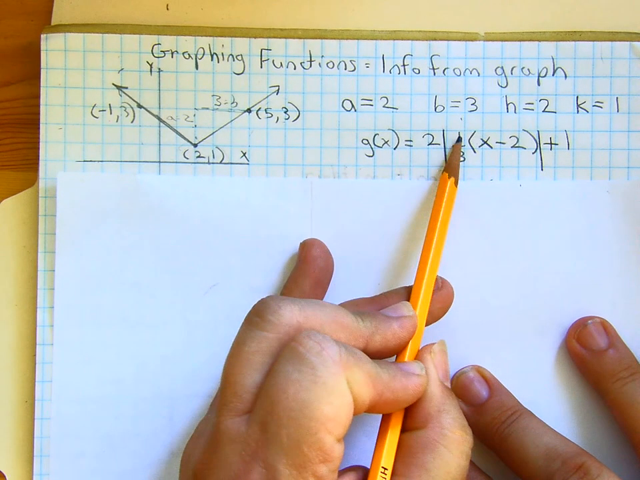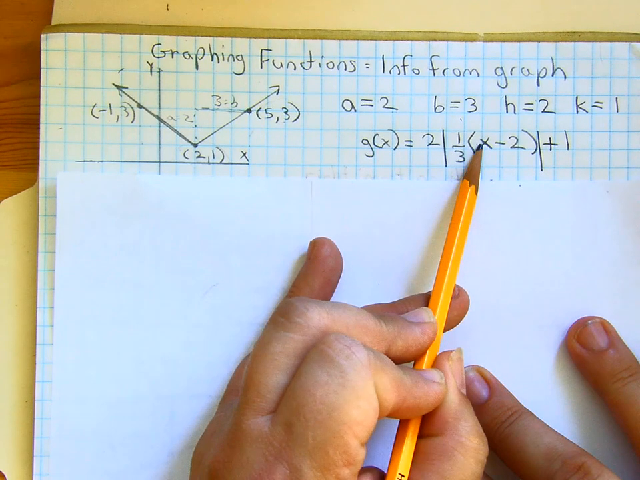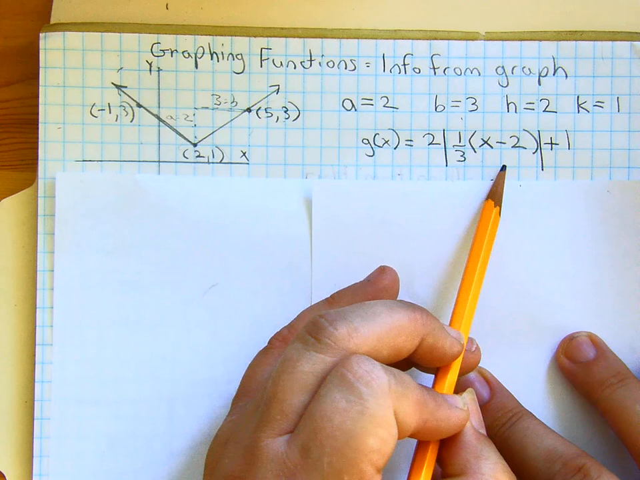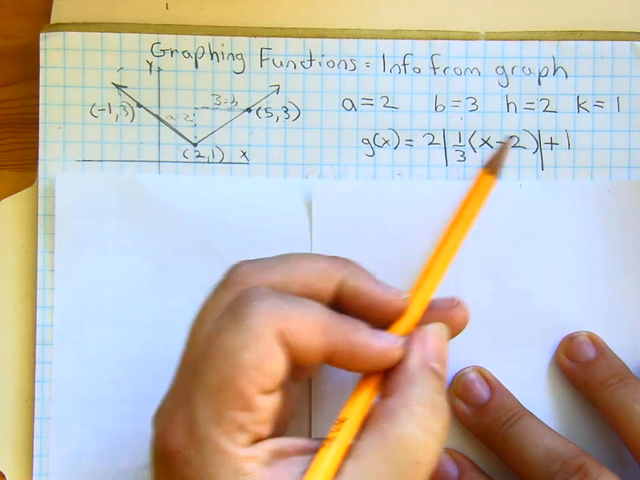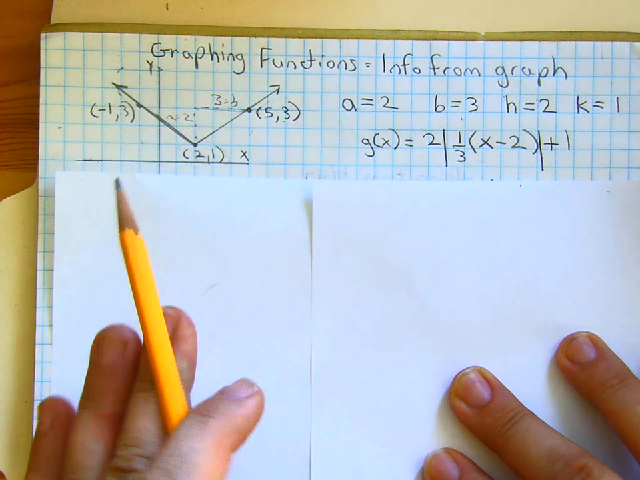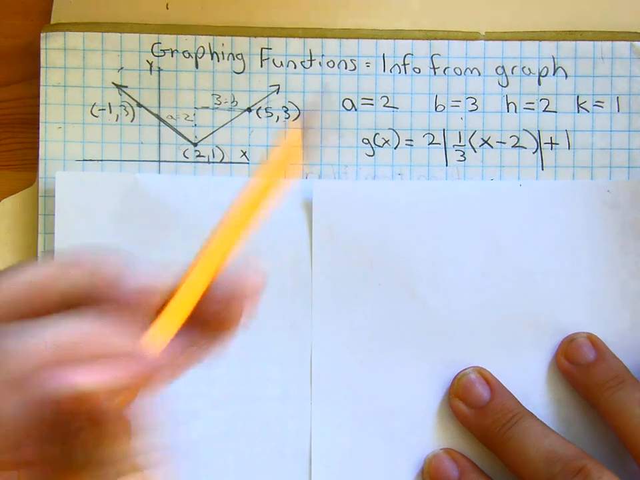A, absolute values, 1 over b, parentheses, x minus h, which is a positive value, so it's minus, absolute value plus k. So let's see what other information we can also get from this regarding our graphs.